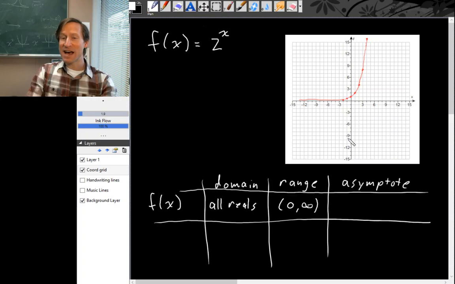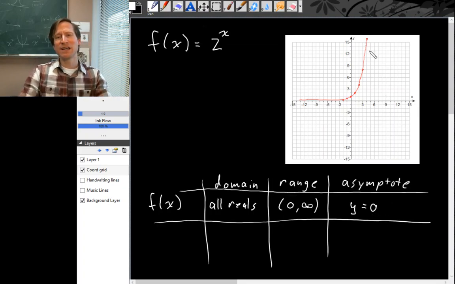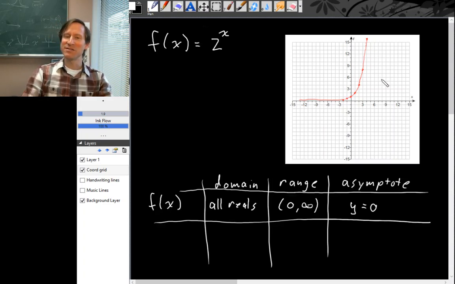All right. Also, this graph has a horizontal asymptote off to the left. The asymptote is y equals 0. It might look like there could be a vertical asymptote somewhere on the right-hand side of this graph, but because the domain of this is all real numbers and this function is continuous, in fact, there can't be an asymptote off to the right. So there is no vertical asymptote. It's just the horizontal asymptote to the left.